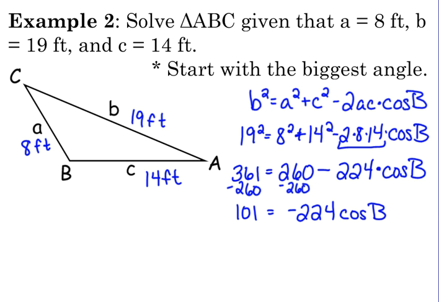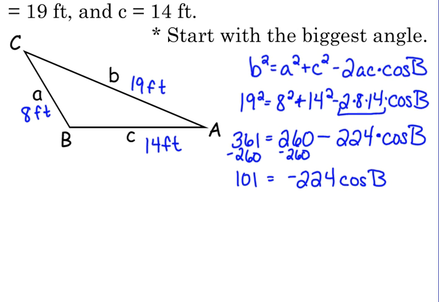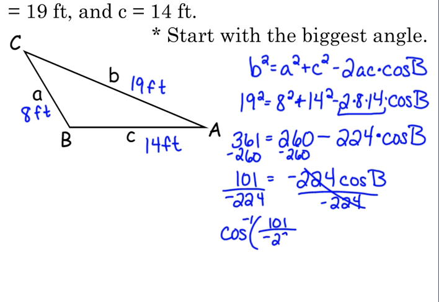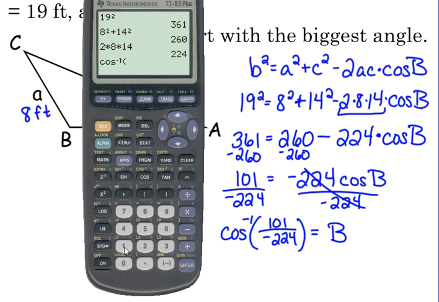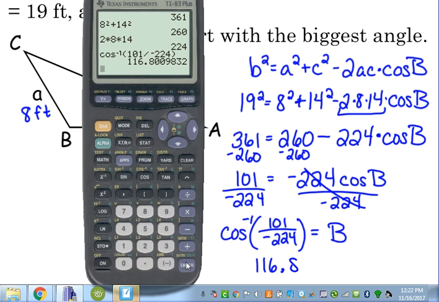Then how do we get? Good. Divide by the negative 224. And then we're going to take the inverse cosine. So I'm just going to put that into my calculator at one time, instead of having to divide it and then do the inverse cosine. Okay, inverse cosine of 101 divided by negative 224. That gives us 116.8 degrees approximately for angle B.